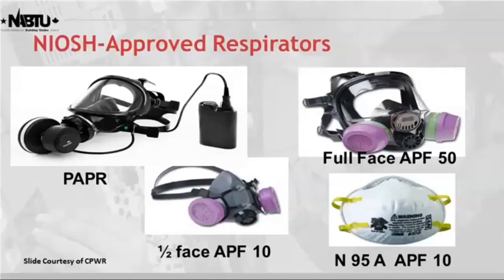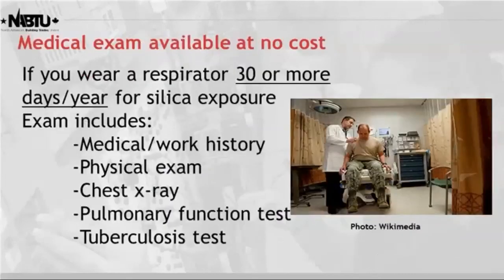So you saw in some of the photographs, there are several different types of respirators out there in the market: full face, half face, N95s, and PAPRs, powered air purifying respirators. Table one will dictate what type of mask you have to use. And if you have to wear any one of these masks to do your job safely, you have to have a medical evaluation. The contractor is required to do that, and this is done at no cost to you.